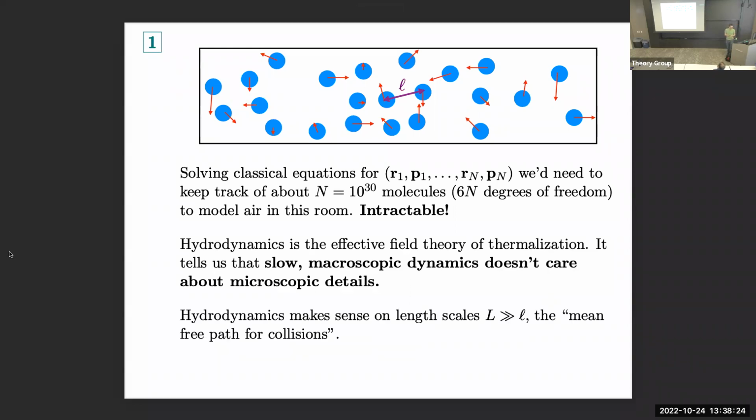For hydrodynamic EFTs, the small parameter that governs the regime of validity will be the ratio of a microscopic length scale, which is a mean-free path when you have well-defined particles that collide off of each other, like air molecules. And you divide that by the length scale that you're interested in studying the system on. And so as long as this ratio of length scales is very small, or the box size is very big compared to the mean-free path, then hydrodynamics will be a good approximation for the resulting dynamics.